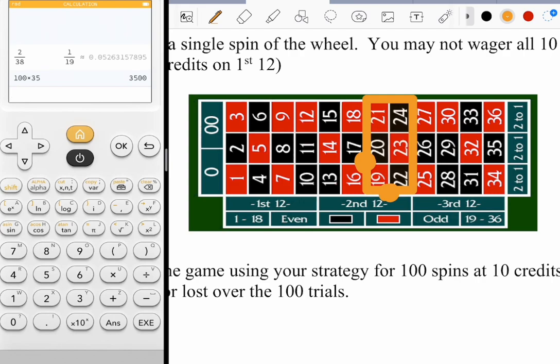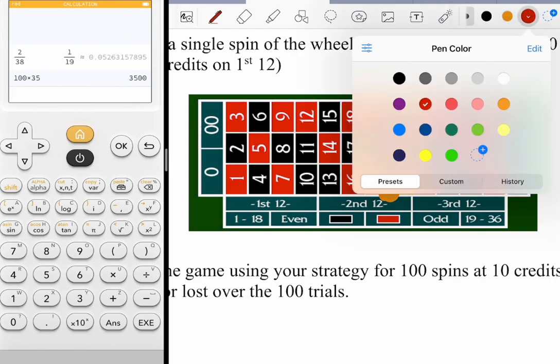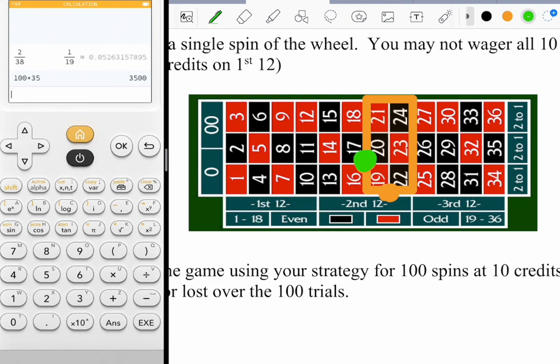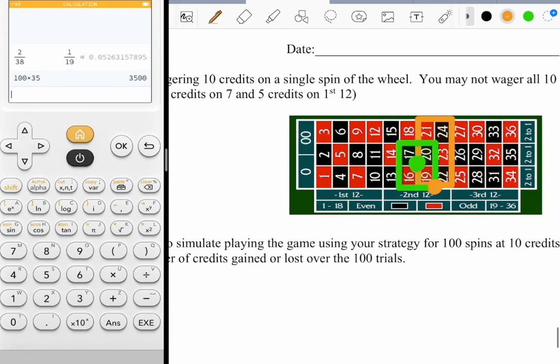Actually, let me make this one, red's not going to work. I'll make it a bright green. So these would be my winning outcomes. And you notice I have a little overlap there. If you create an overlap, then you'll really hit the jackpot if you win. But we wouldn't necessarily know that going in. We're here to learn about probability, but also apply it in a meaningful way.